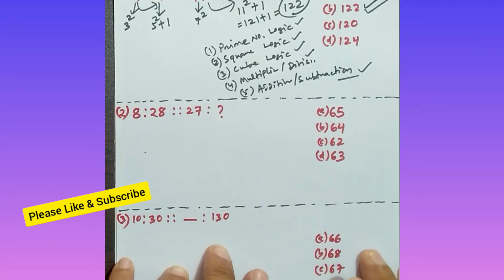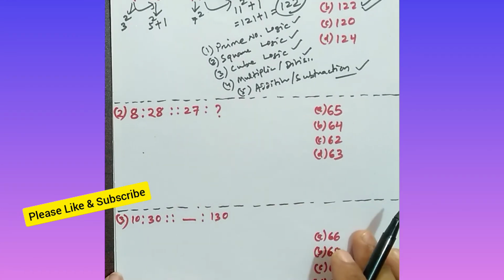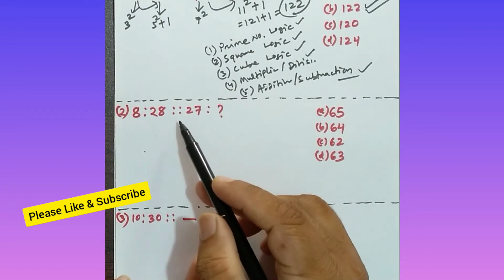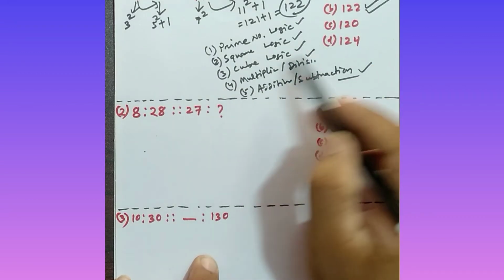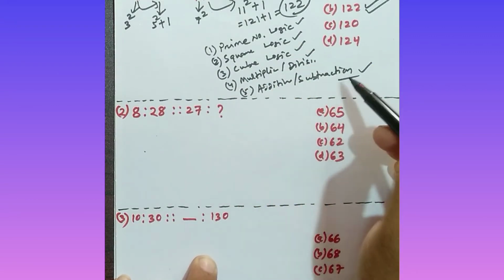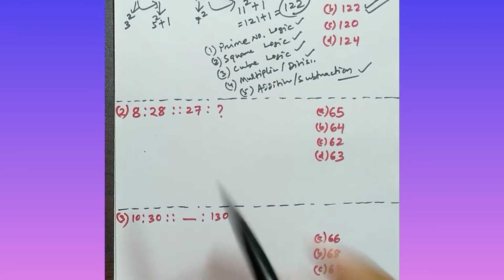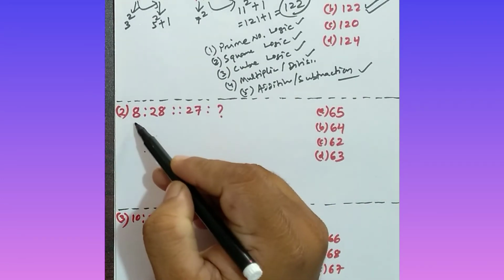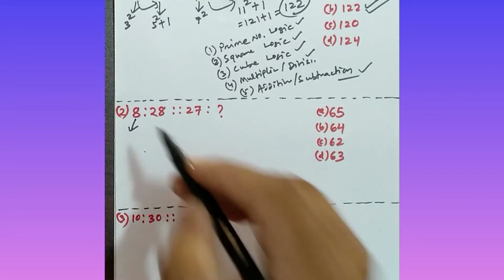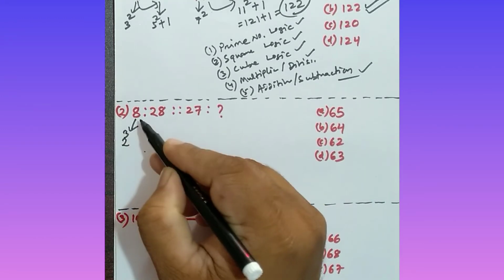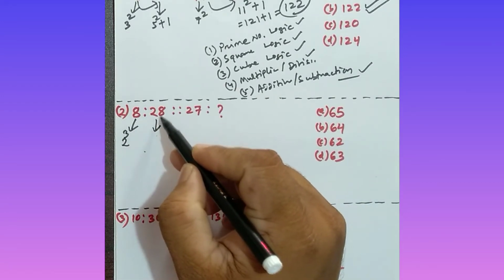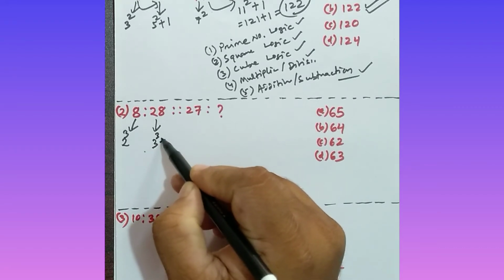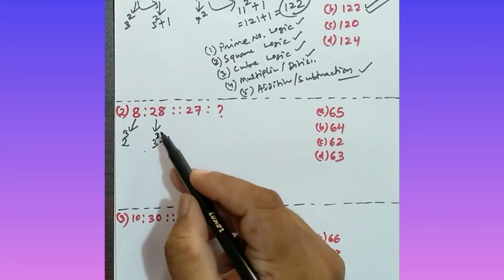Question number 2. Very interesting. Look at question number 2. That is 8 : 28 :: 27 : dash. How can you solve this? Same logic. I told you the priority basis: prime number logic, then square logic, cube logic, multiplication and division logic, addition and subtraction logic. Think about it and tell me. So this 8, how is it coming? Very simple. That is 2 cube. 2 cube is 8. How can you write this one? That is 3 cube plus 1. 3 cube is 27 plus 1, 28. Yes, absolutely right.